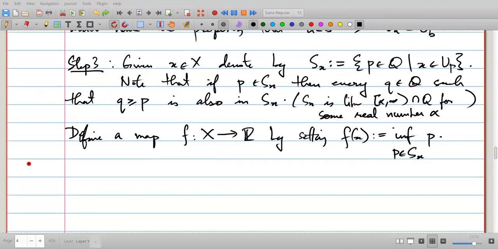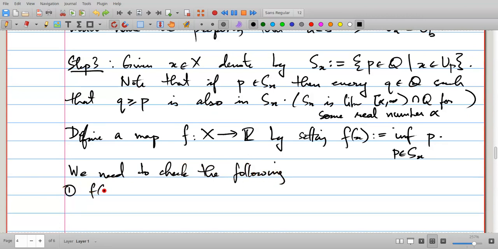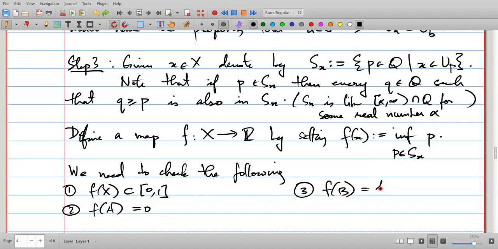So we need to check the following. One, f of x lies in the interval 0, 1. Two, f of a is equal to 0. Three, f of b is equal to 1. And finally four, f is continuous.